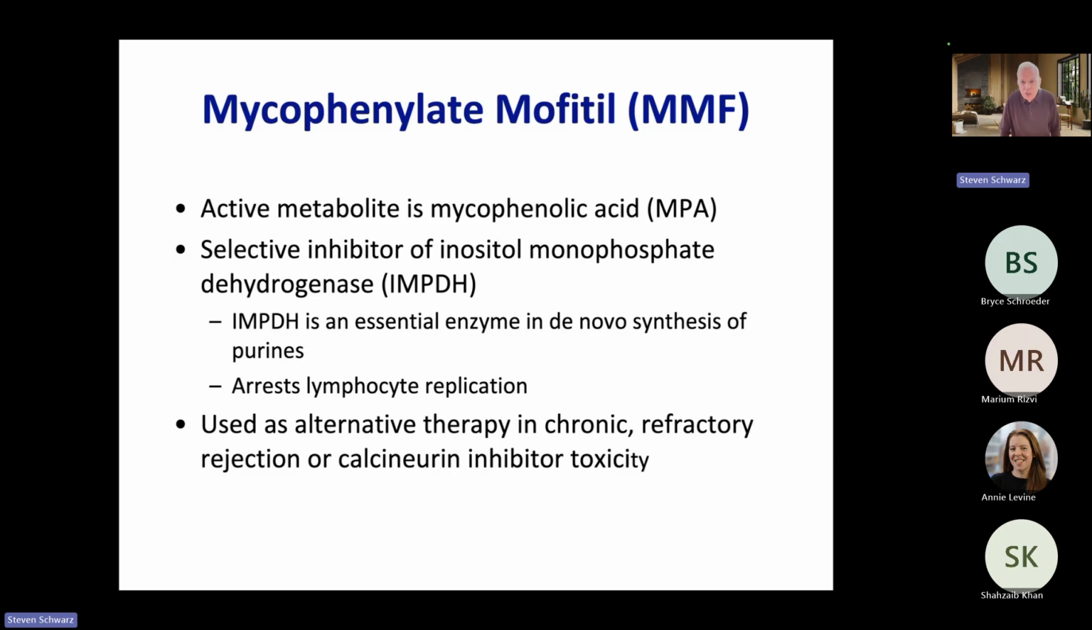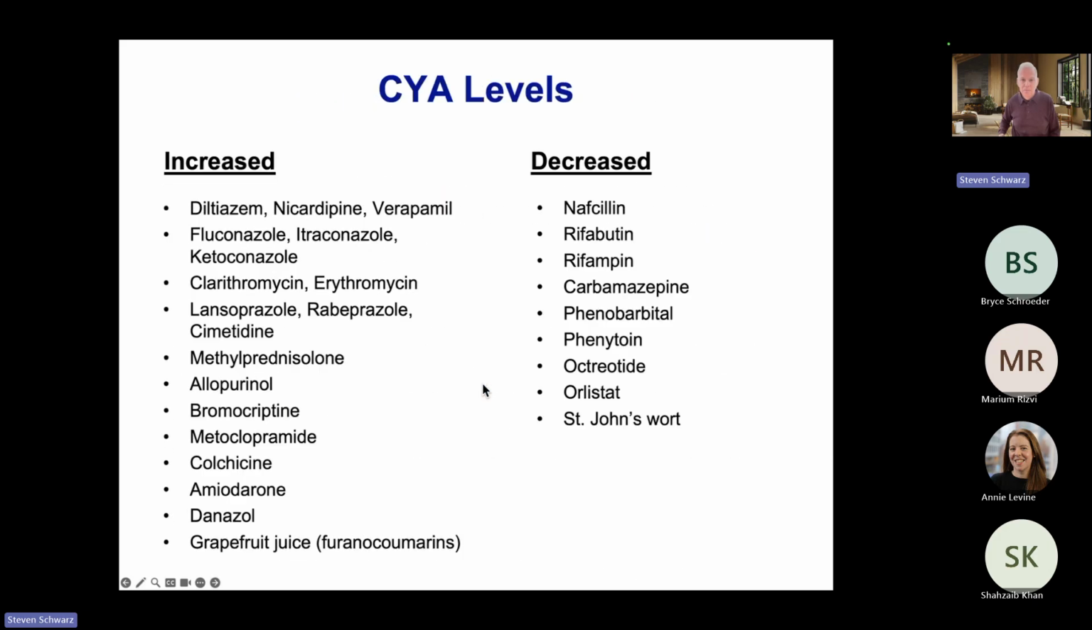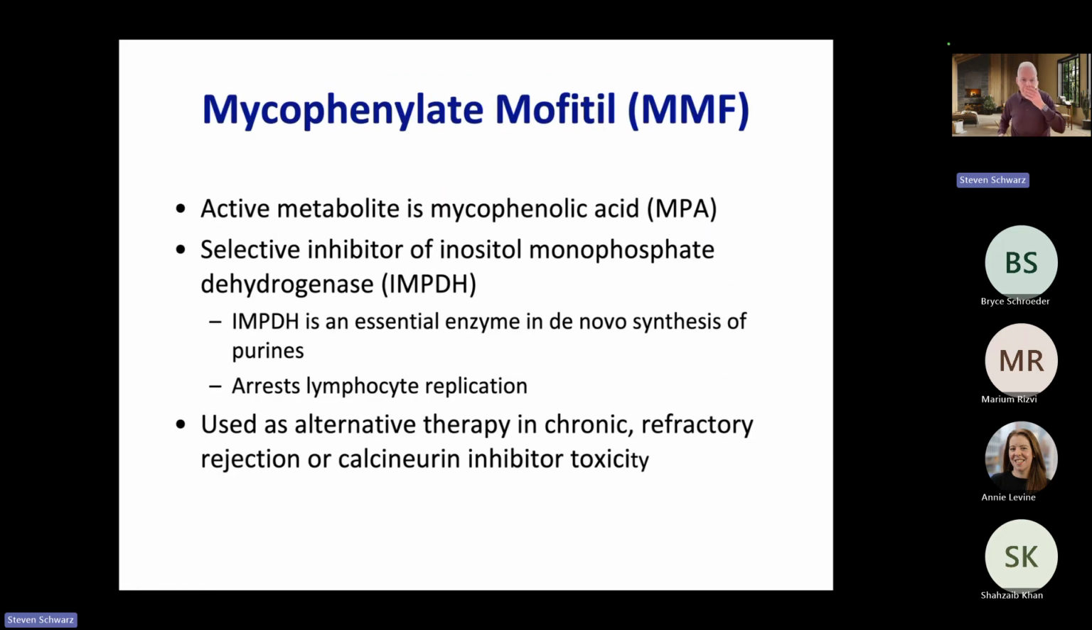MMF, the drug I showed you earlier, and I'm going to go back here, not to give you a seizure, but to show you where MMF works. Here we have MMF inhibiting the cell cycle. It is the active metabolite of mycophenolic acid. It is a selective inhibitor of inosine monophosphate dehydrogenase, which is an essential enzyme in the synthesis of purines, the building blocks of nucleic acids, and accordingly it arrests lymphocyte replication and can be used as alternative therapy in chronic rejection or in patients who have calcineurin inhibitor toxicity.